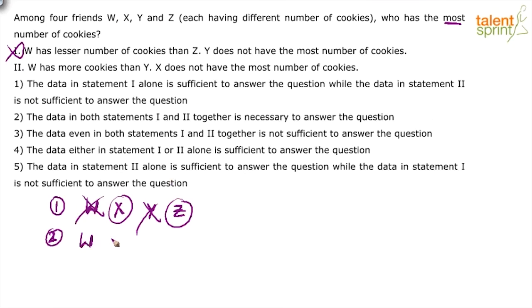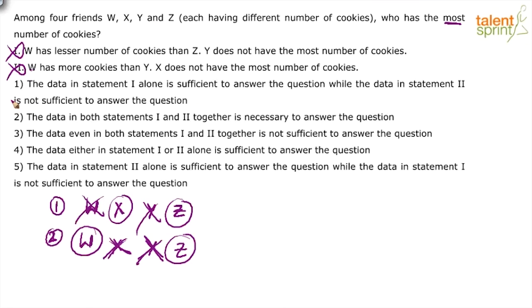Try the same thing on statement 2. Statement 2: W has more cookies than Y. Now understand, W has more cookies than Y means Y has fewer cookies than W. If Y has fewer cookies than W, can Y have the maximum number of cookies? No. So Y is ruled out. X does not have the most number of cookies, so X also is ruled out. Which means again the answer is either W or Z. So even statement 2 alone is not sufficient because it is not giving us the exact answer.